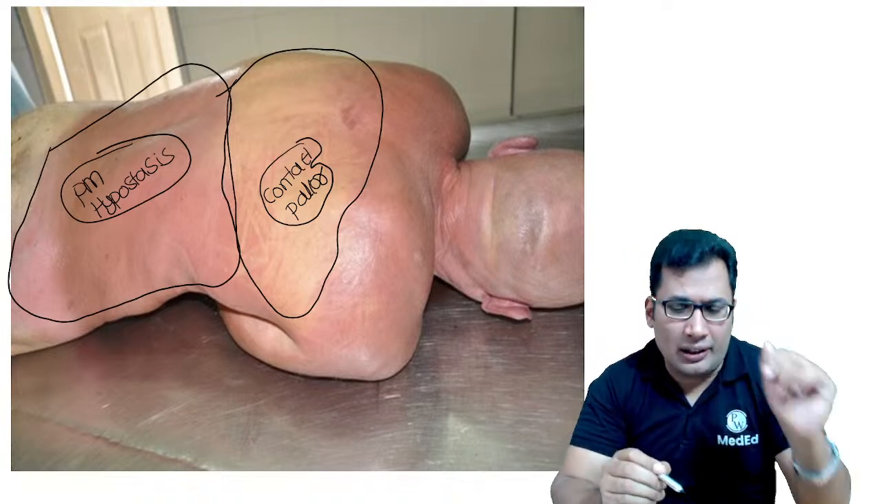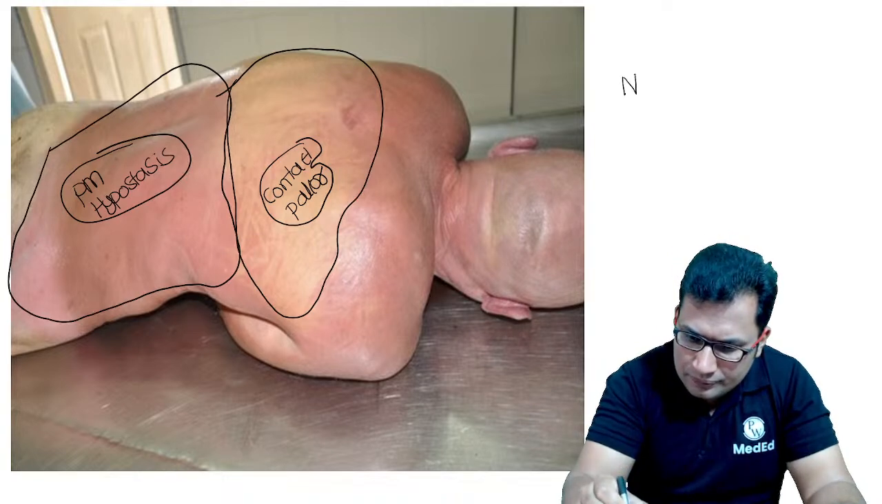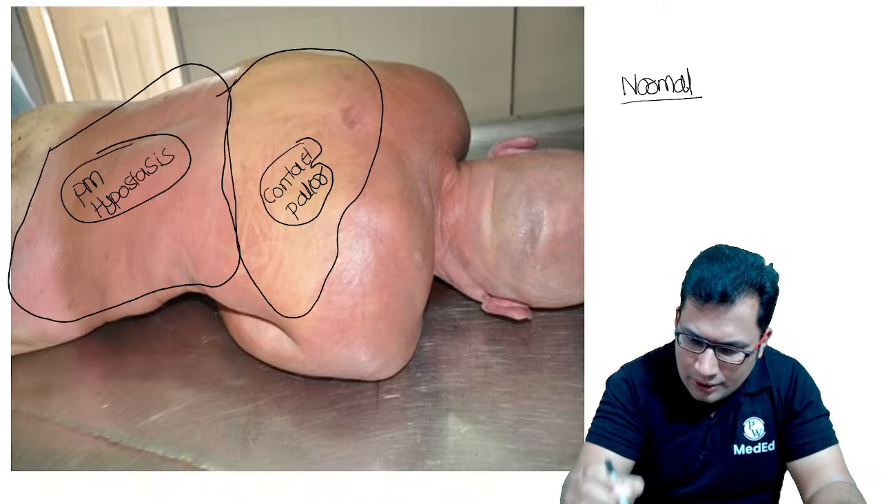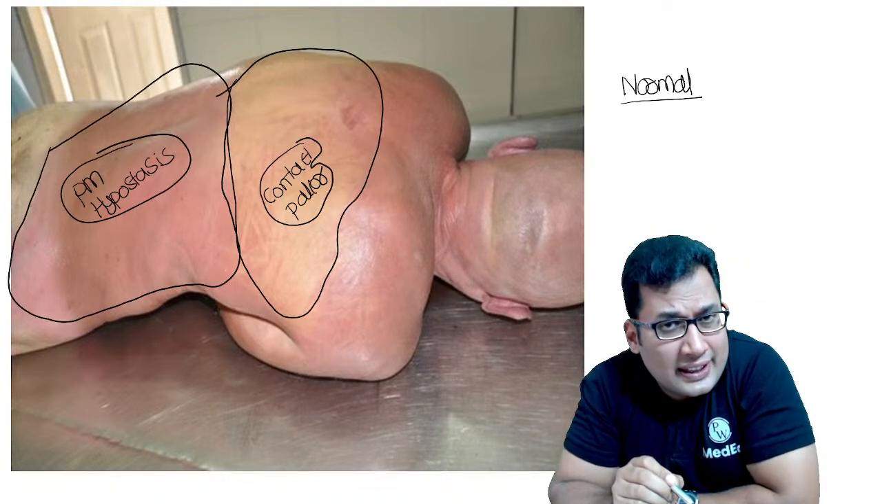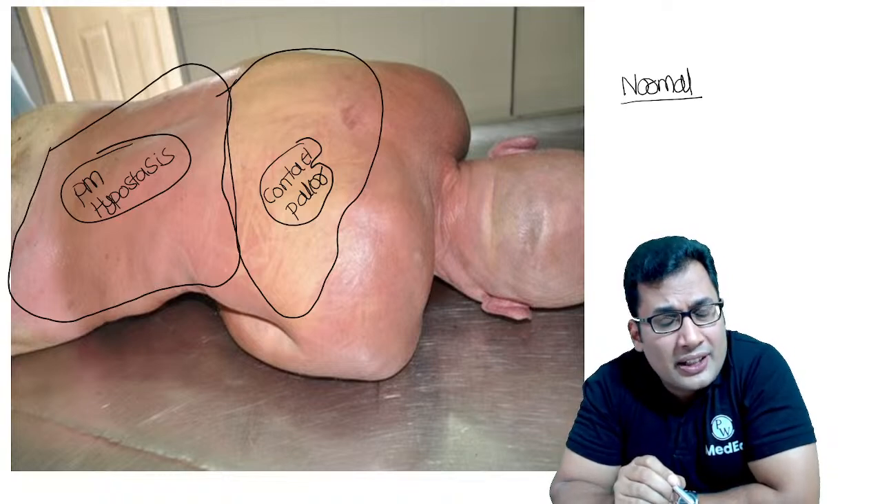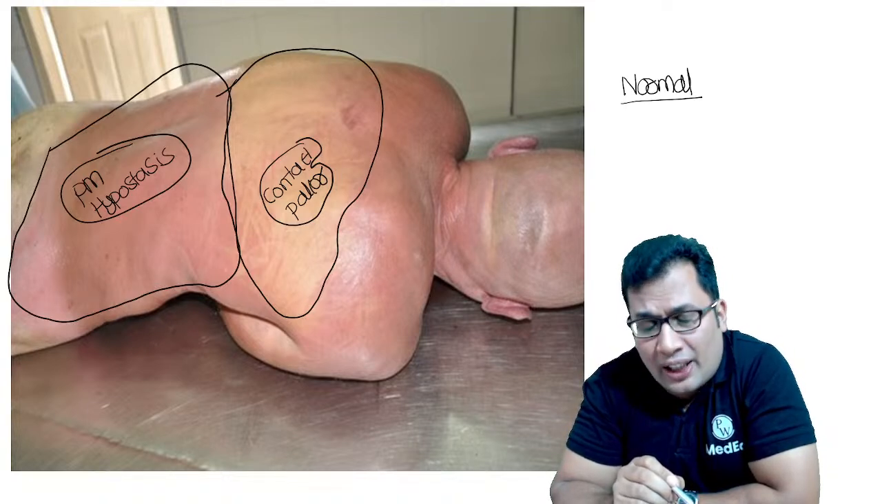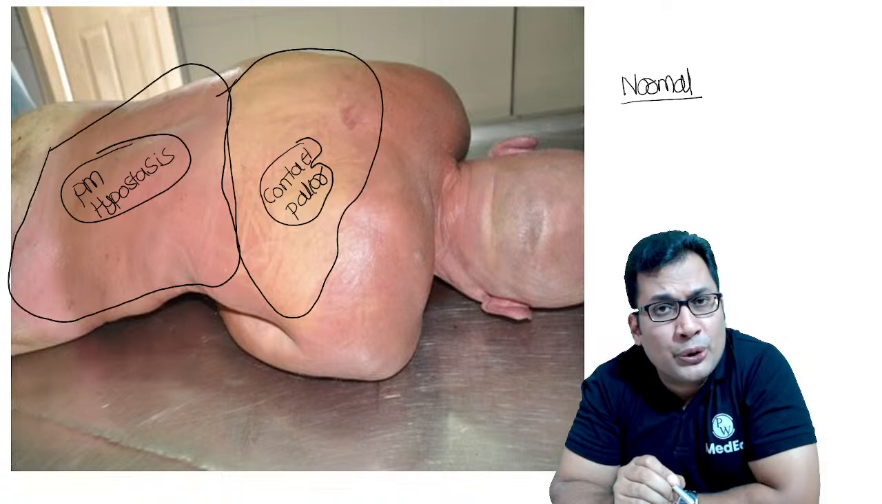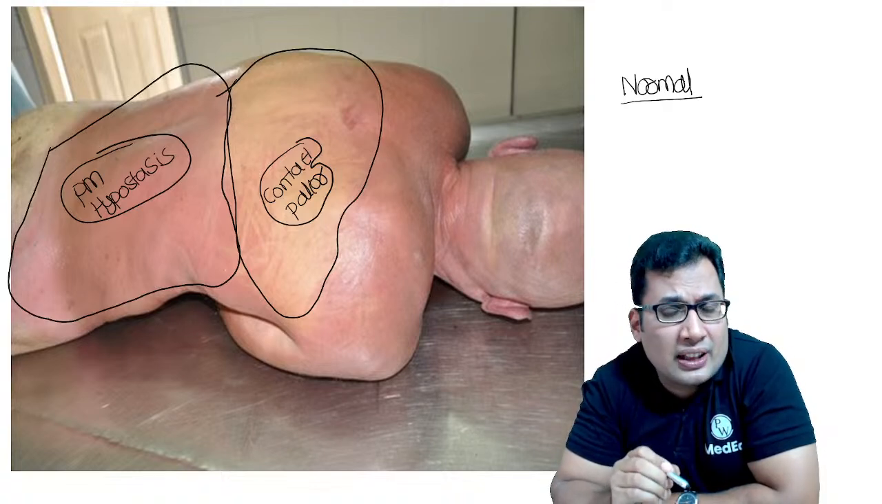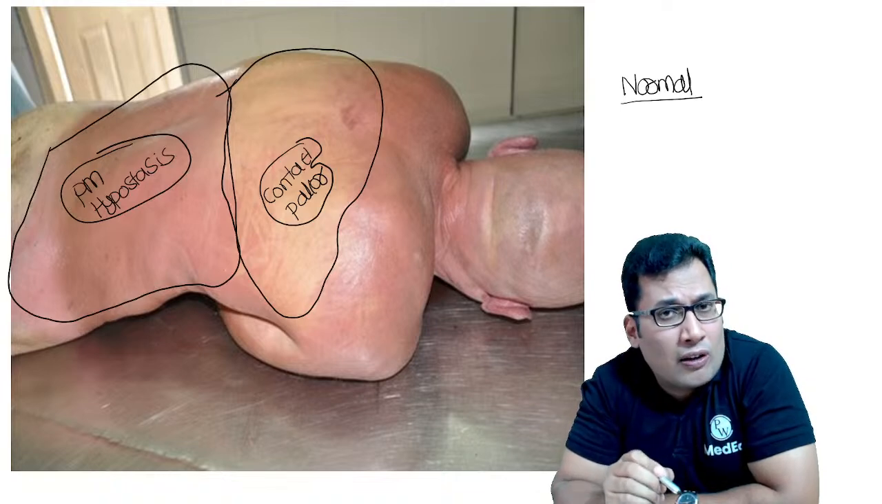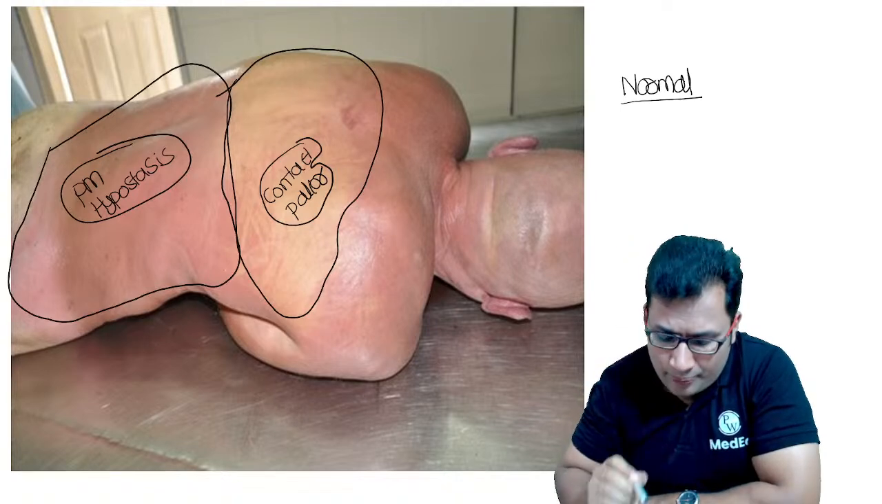What is the normal color? Can anyone guess? If the question is asked in the exam, the answer should be purplish red or purplish blue. Usually purplish red is the commonest color of normal postmortem change.